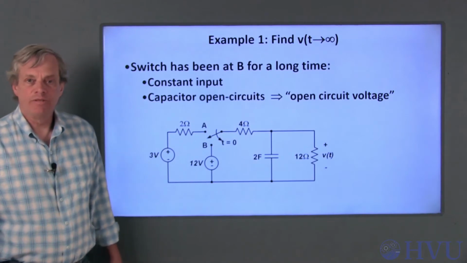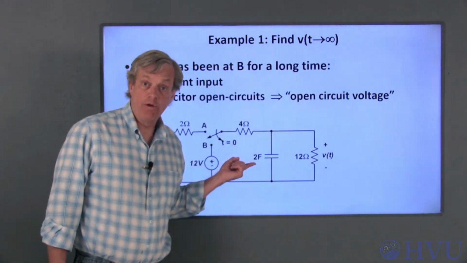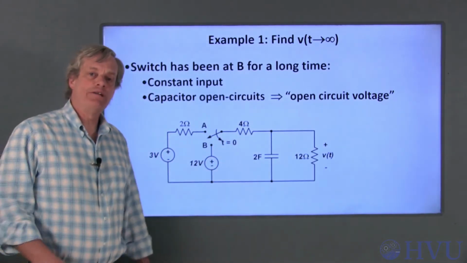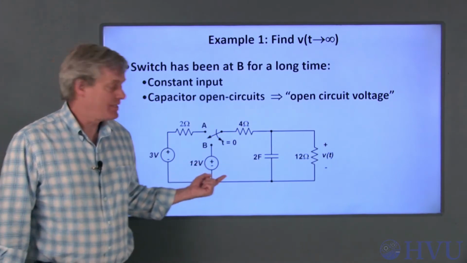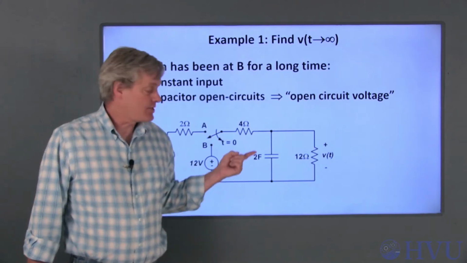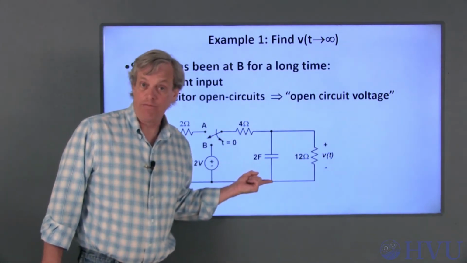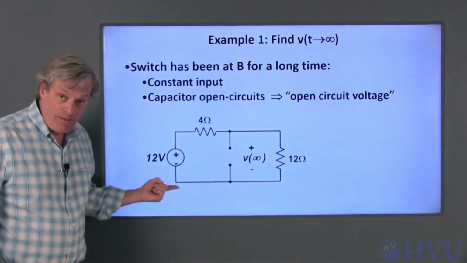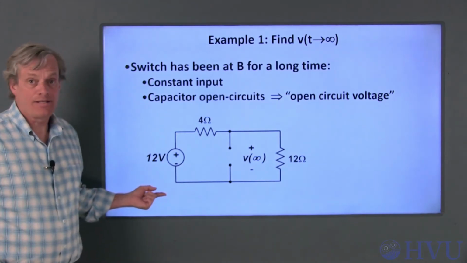Finally, we need to determine the capacitor voltage as time goes to infinity. For time greater than 0, the 12-volt source is connected to the capacitor. Since the input is constant, the capacitor looks like an open circuit as time goes to infinity, and this is the circuit that we want to analyze.